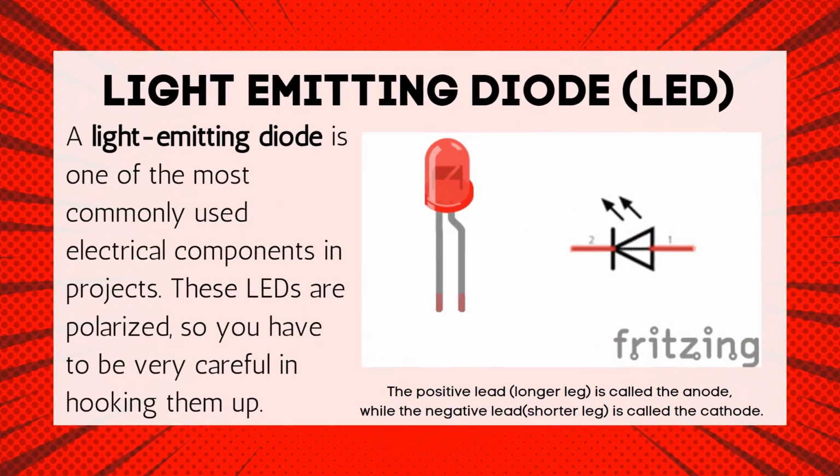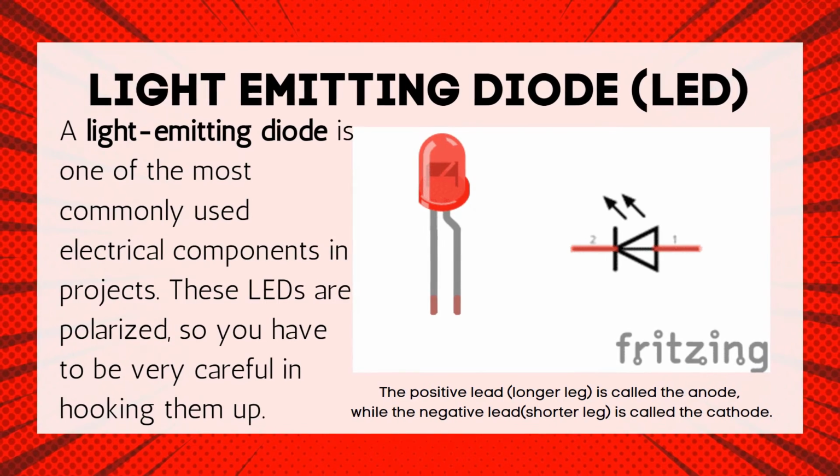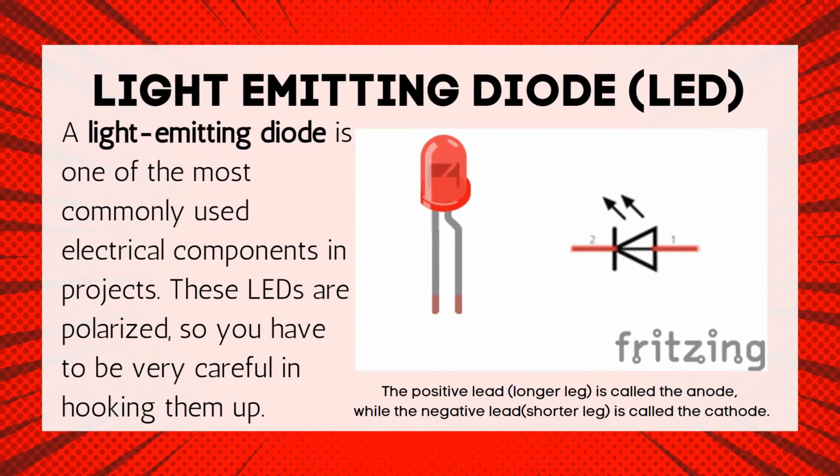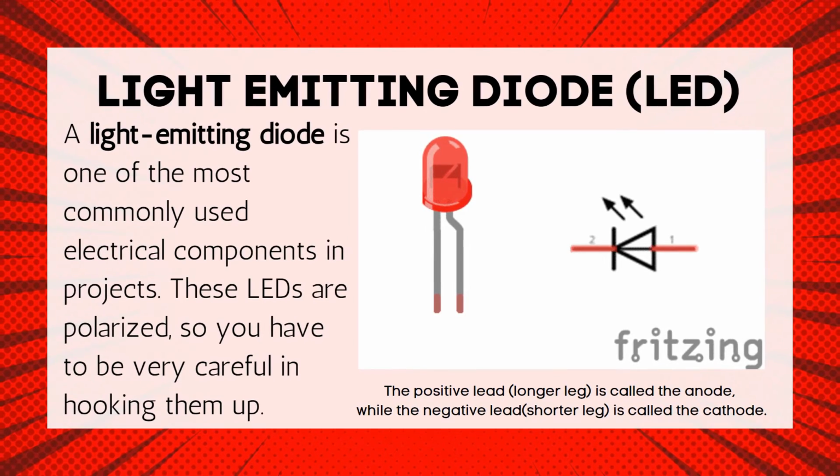Light emitting diode, or LED. A light emitting diode is one of the most commonly used electrical components in projects. These LEDs are polarized, so you have to be very careful in hooking them up. The positive lead, or the longer leg, is called the anode, while the negative leg, or the shorter leg, is called the cathode.